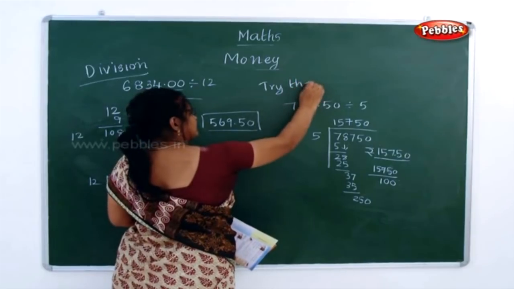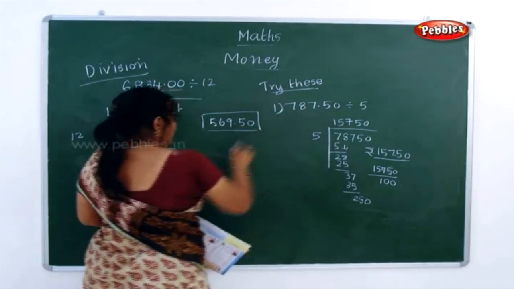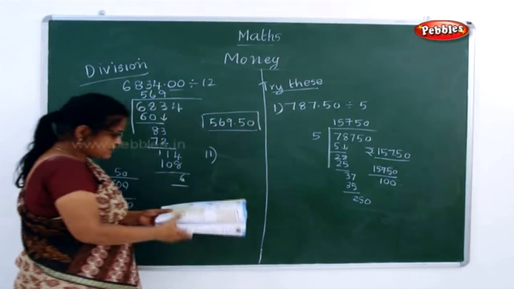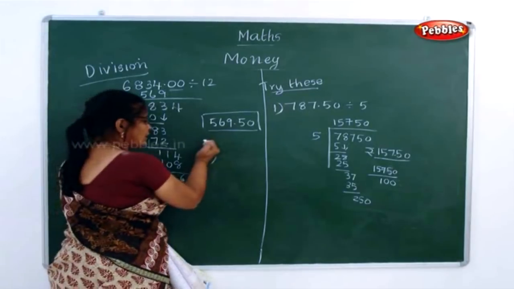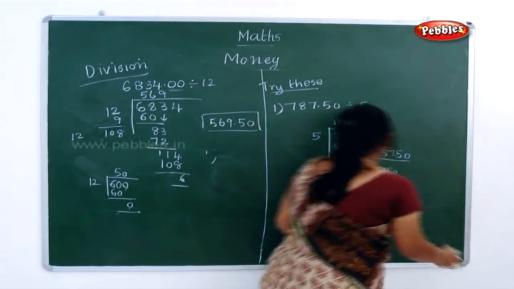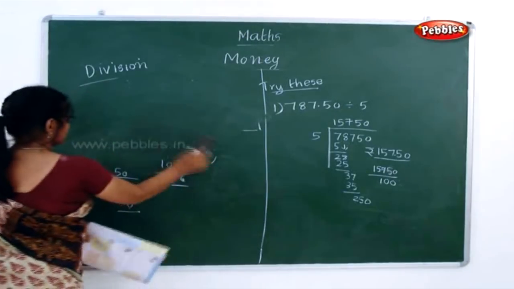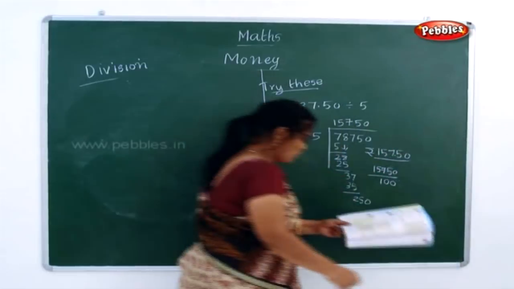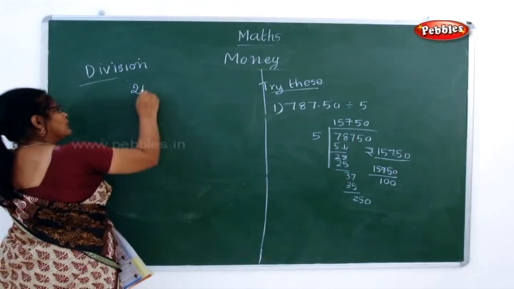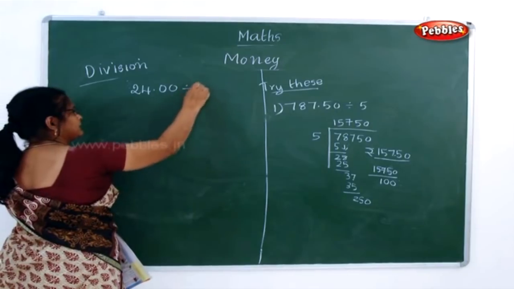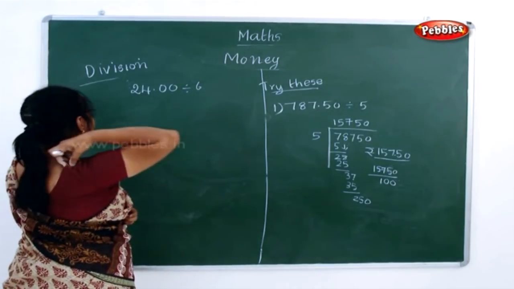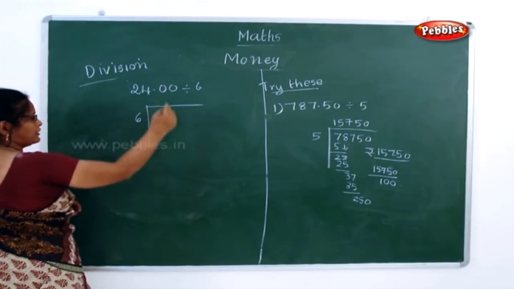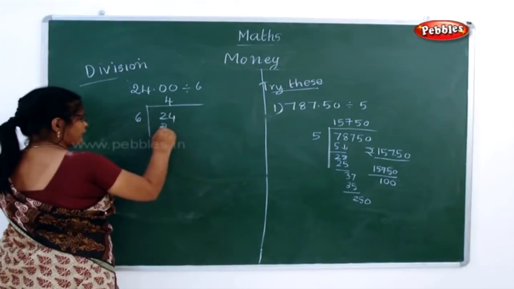Now what is the next sum? See, next sum. 24.00 divided by 6. Now can you do this 24.00? Same way, what you can do, 6 you can put 24, don't put the dot here. Now what is it? 6 4s are 24.